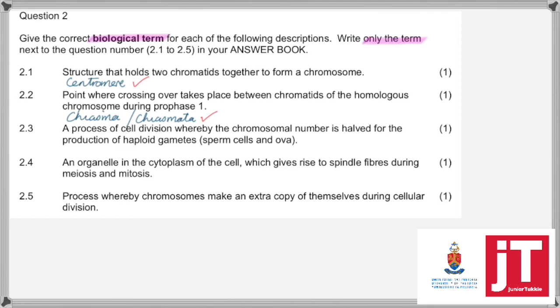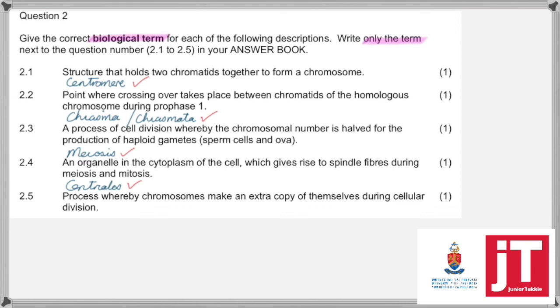2.3, the process of cell division whereby the chromosomal number is halved. So there we're talking about reduction division. And it says here at the end of it, we are producing haploid gametes. So this should be meiosis, and definitely not mitosis. 2.4, an organelle in the cytoplasm of a cell which gives rise to spindle fibers during meiosis and mitosis. So cellular division in each of these cases would have this specific organelle in the cytoplasm. And here we're talking about the centrioles.